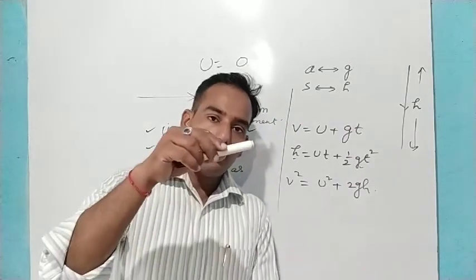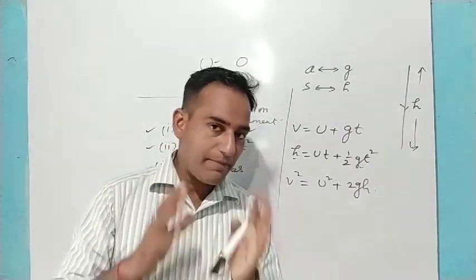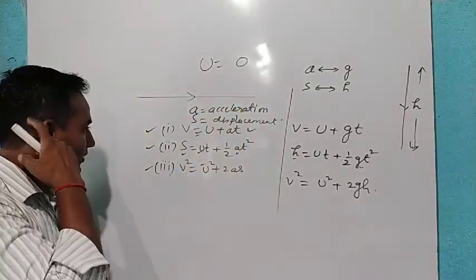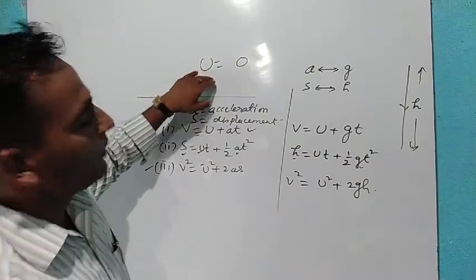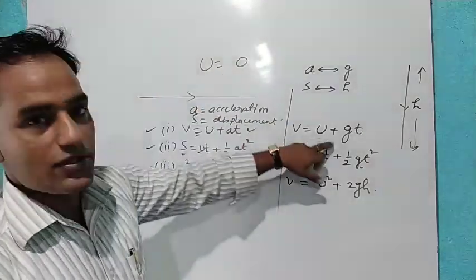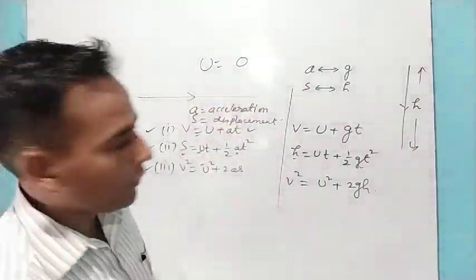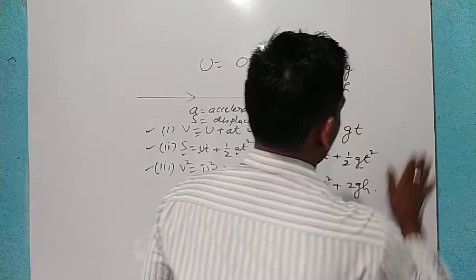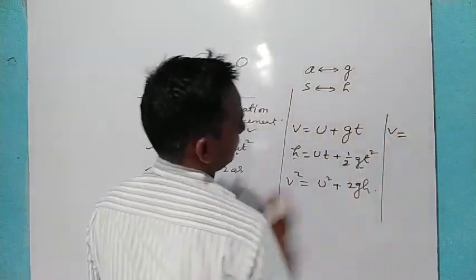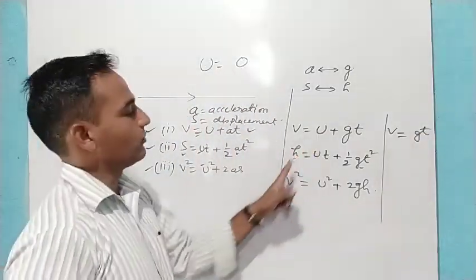Just before touching the ground, this object's velocity will be the maximum. So the final velocity will be there. Now, if any freely falling object is there, in place of u, we will use 0. Listen carefully. If we use 0, the same formula will change to v is equal to gt, because u is going to be 0.